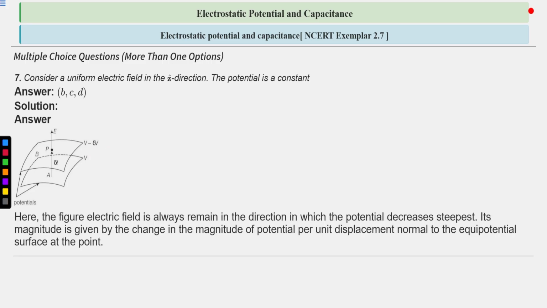Here in the figure, electric field always remains in the direction in which potential decreases steepest. Its magnitude is given by the change in the magnitude of potential per unit displacement normal to the equipotential surface at that point. So electric field is always perpendicular or normal to the equipotential surface, and its magnitude is given by the change in potential, dV, per unit displacement dl normal to the equipotential surface. And the negative sign shows what? That electric field is in the direction in which potential decreases steepest.